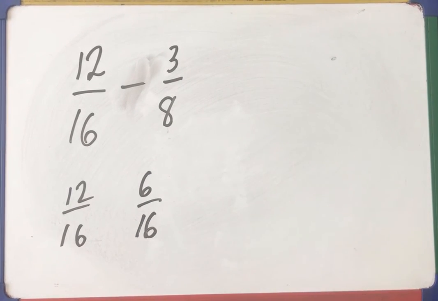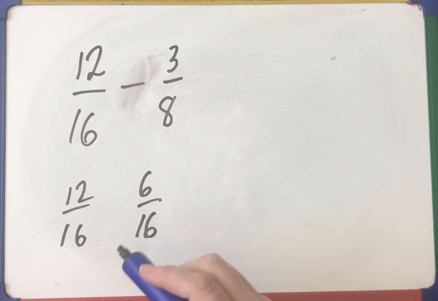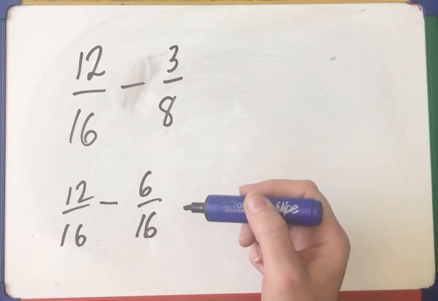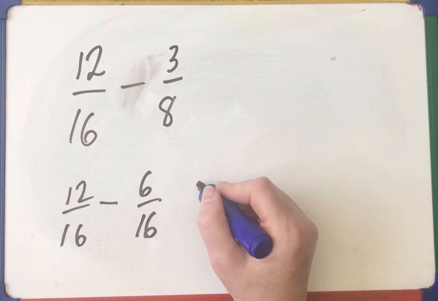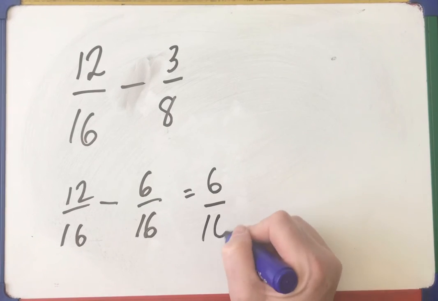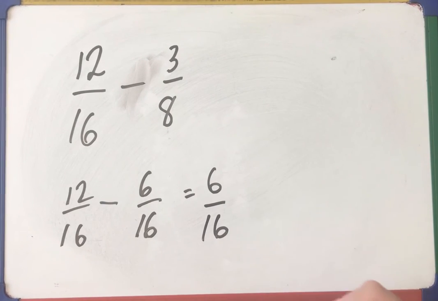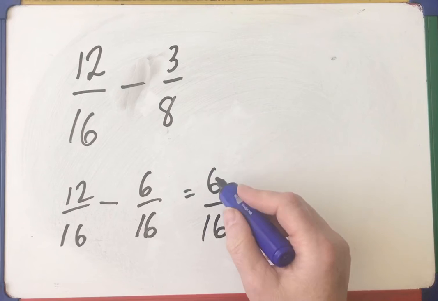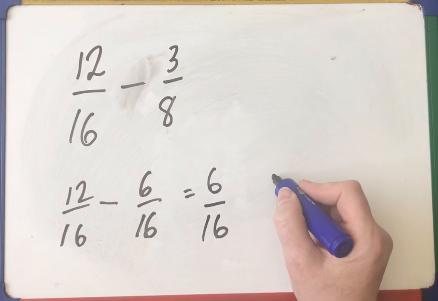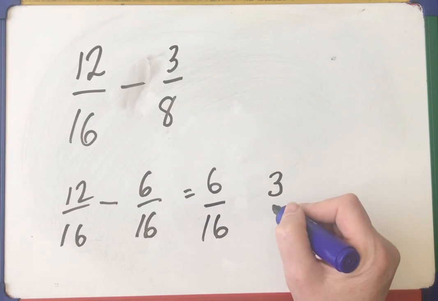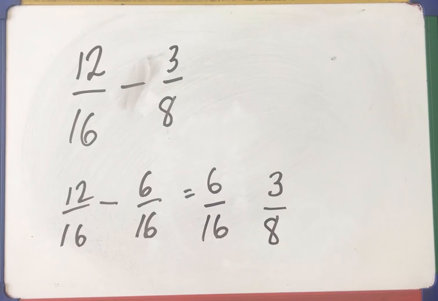Look at the video on equivalent fractions. If this is going a little bit fast, you need to watch the 2 links that I gave in the description. 12 take away 6 is 6 out of 16. Again, we can cancel this. They both divide by 2, so I can have 3 8ths. Isn't that lovely? The answer is the same as one of the fractions there.